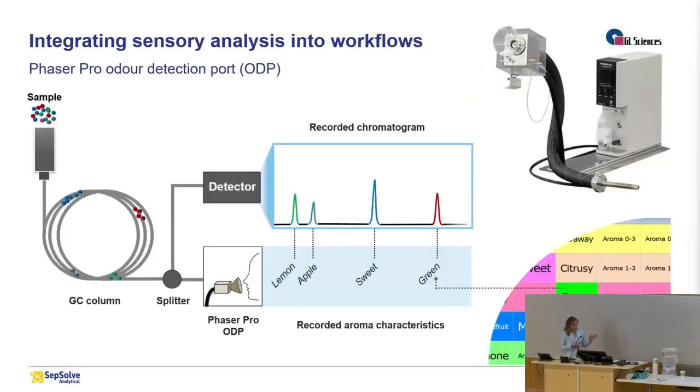In our studies, we've integrated the Phaser Pro detection port in a regular GCO setup. This would look as a sample going into a GC column, and then at the splitter being split between an ODP and the detector. Then as the analytes are coming through, a person sniffing at the ODP can select what they are smelling, and that correlates back to a chromatogram so we can see the chemical data.